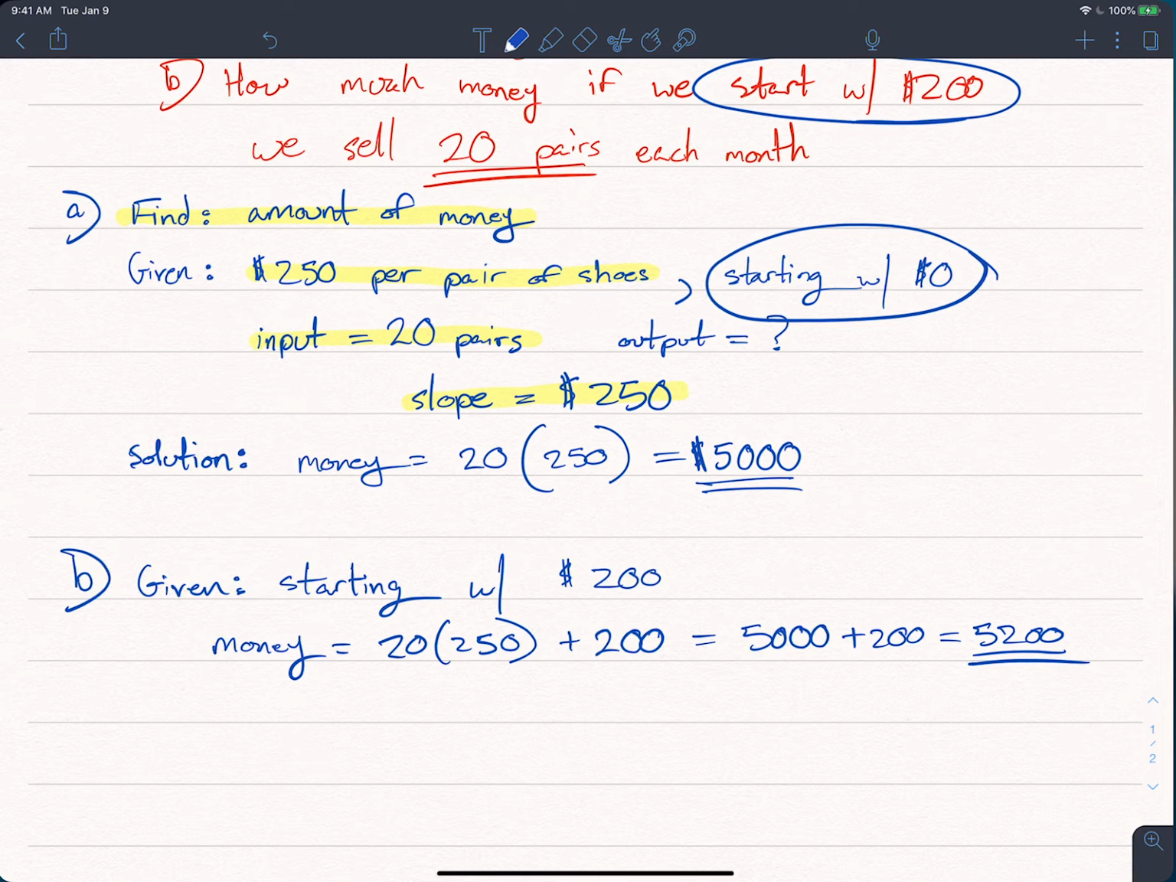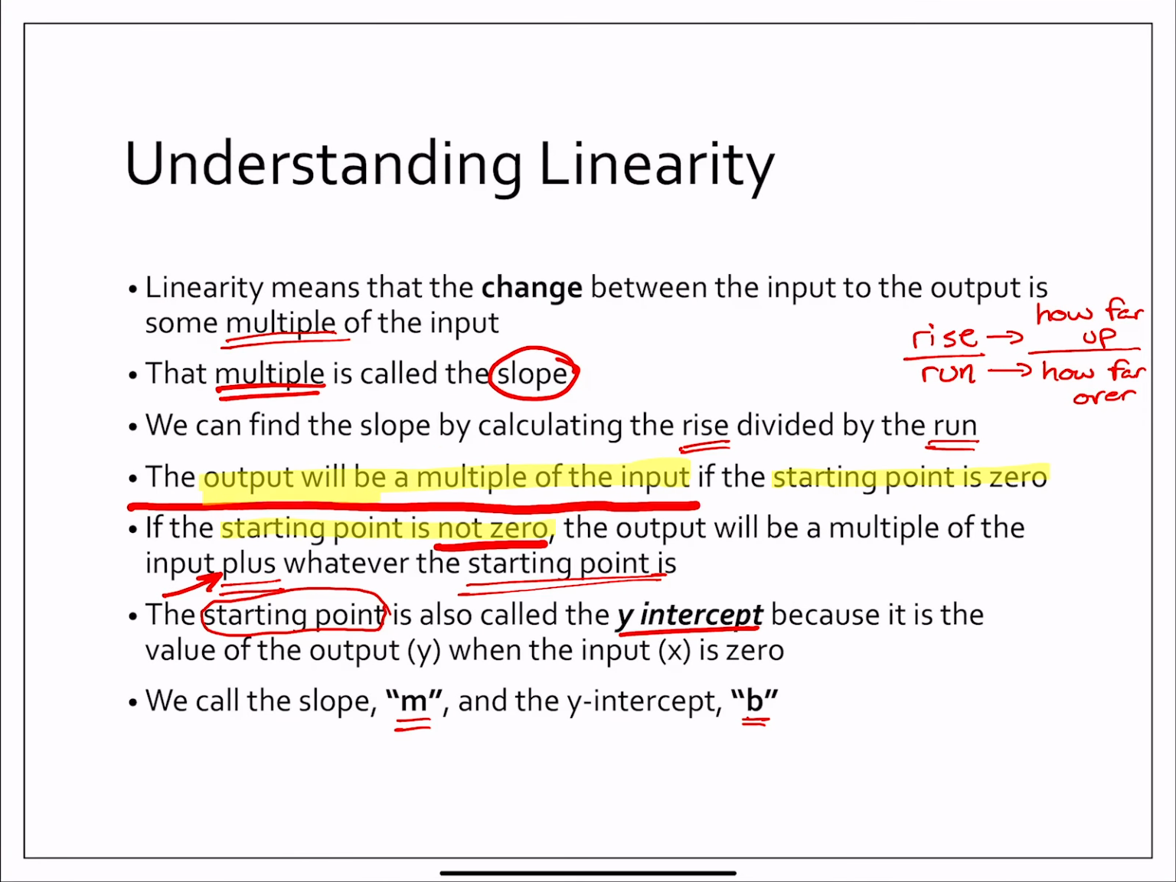So that's our first example. Let's go back to our slides. And again, I want you to remember, we call the slope M, and we call the y-intercept B.